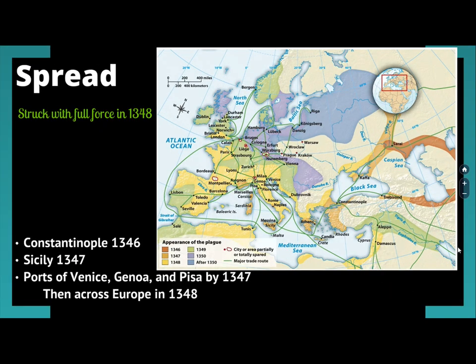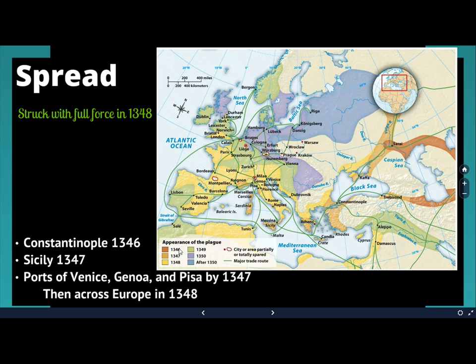Constantinople will be hit in 1346, Sicily in 1347, the ports of Venice, Genoa, and Pisa by 1347, and then across the rest of Europe by 1348. So you notice here in 1346 where we see the appearance of the plague and it just progresses.